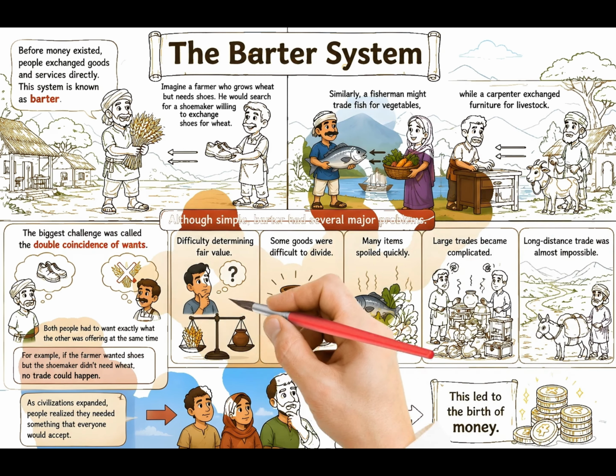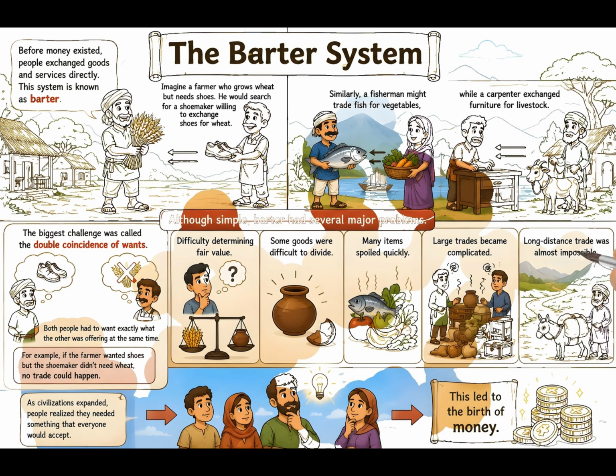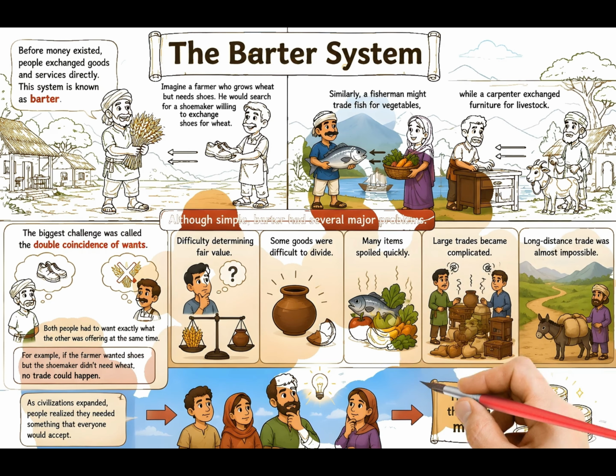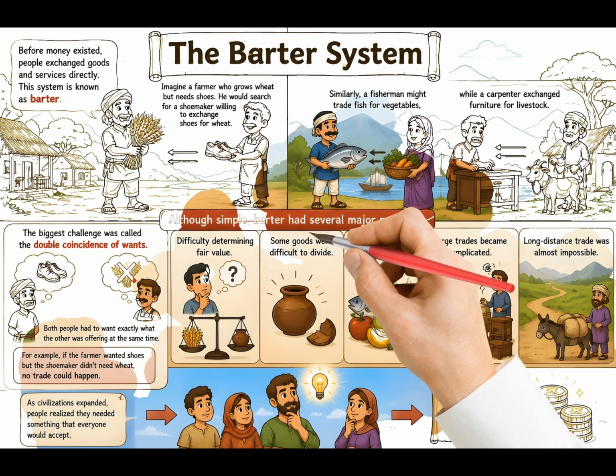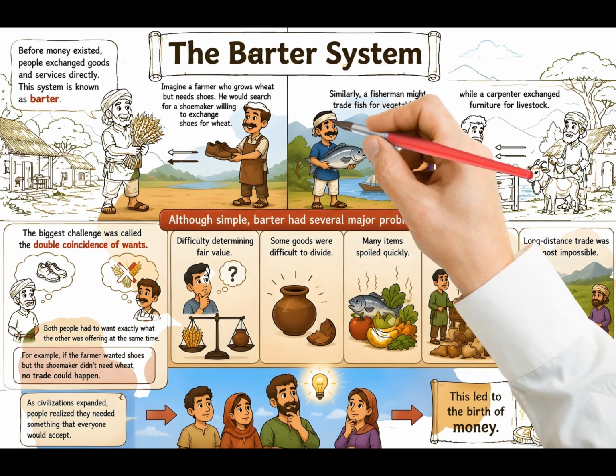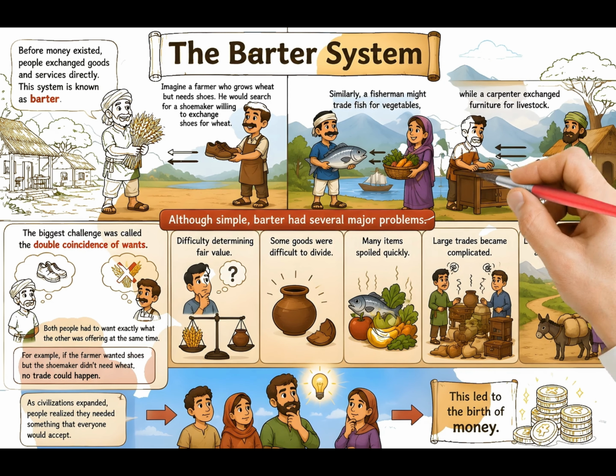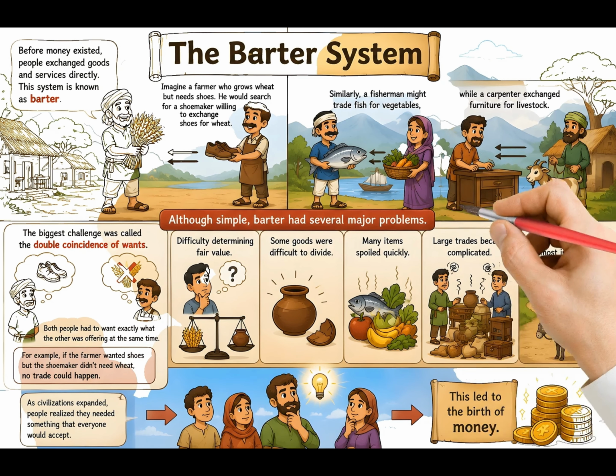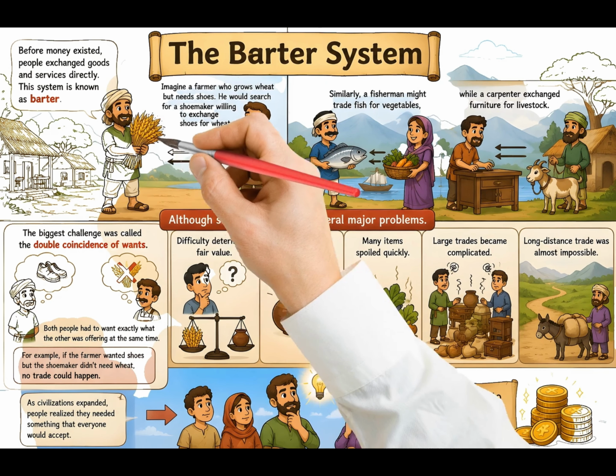Eventually, precious metals like gold and silver became the preferred form of money. They were durable, portable, divisible, and scarce, making them ideal for trade. Their consistent value and resistance to decay made them widely trusted across civilizations.